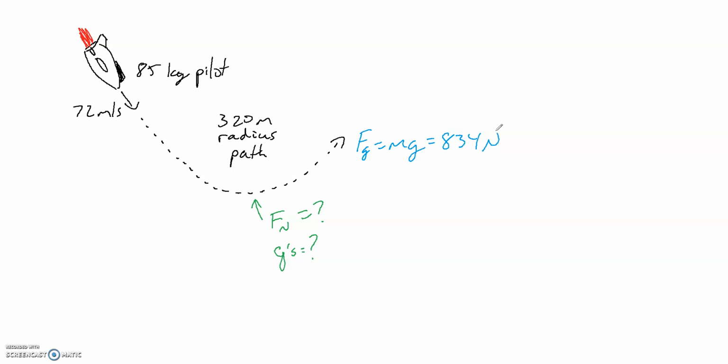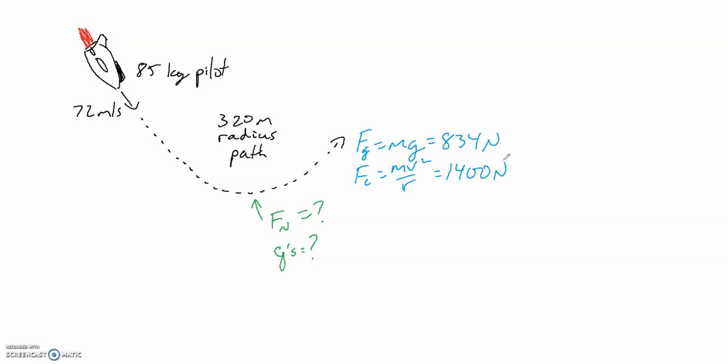Obviously, circular motion is involved, so I'm going to calculate my Fc. So I can calculate my mv squared over r. I've got his mass, I've got his speed, I've got the radius. If I put those together, we are looking at around 1400 newtons for that.